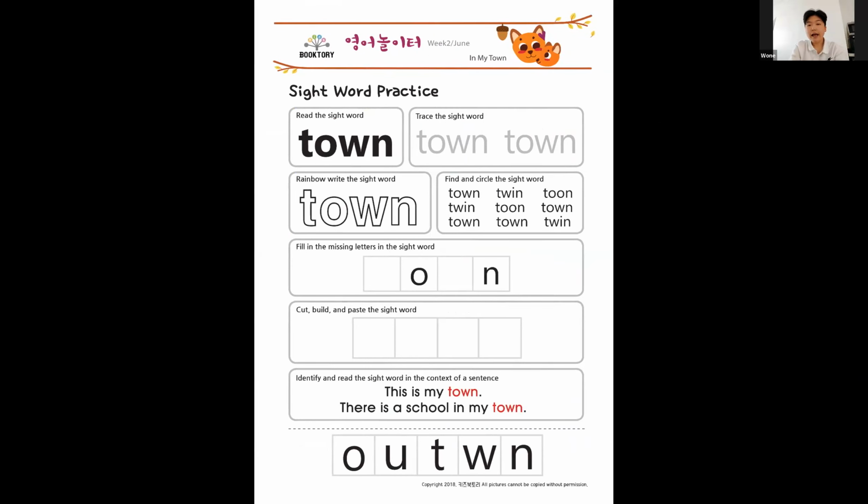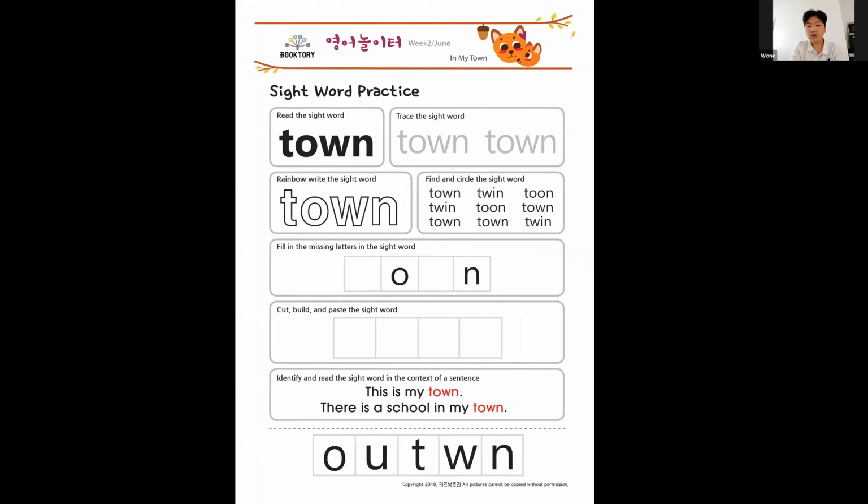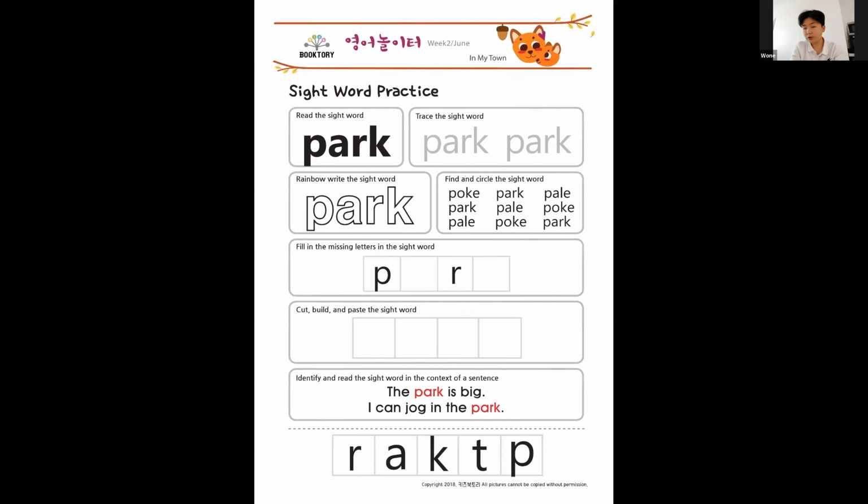And then you have your last 2 sight word practice that you are going to do with your mom or dad. Good job, everybody.